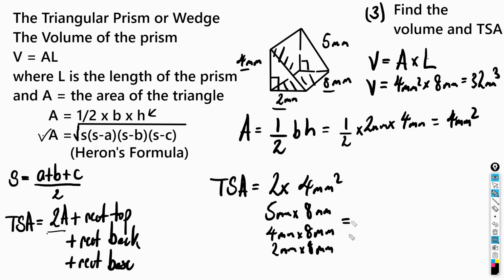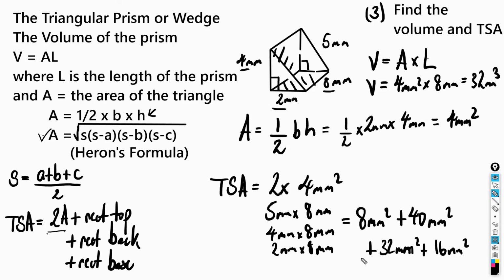So for this, we should get 4 times 2, which is 8 millimeters squared, plus 8 fives, 40 millimeters squared, plus 8 times 4, which is 32 millimeters squared, plus 16 millimeters squared. And when we add this in our calculators, guys, we should get the total surface area being 96 millimeters squared. All right, guys, cool.